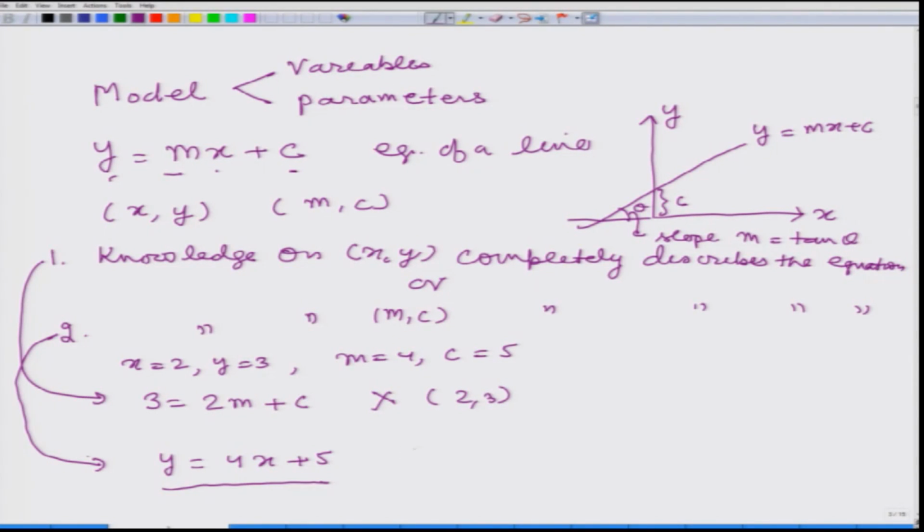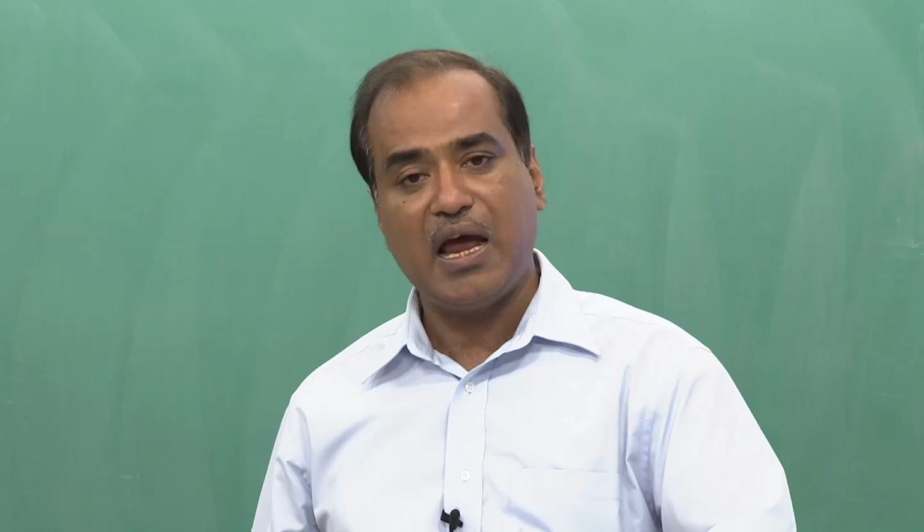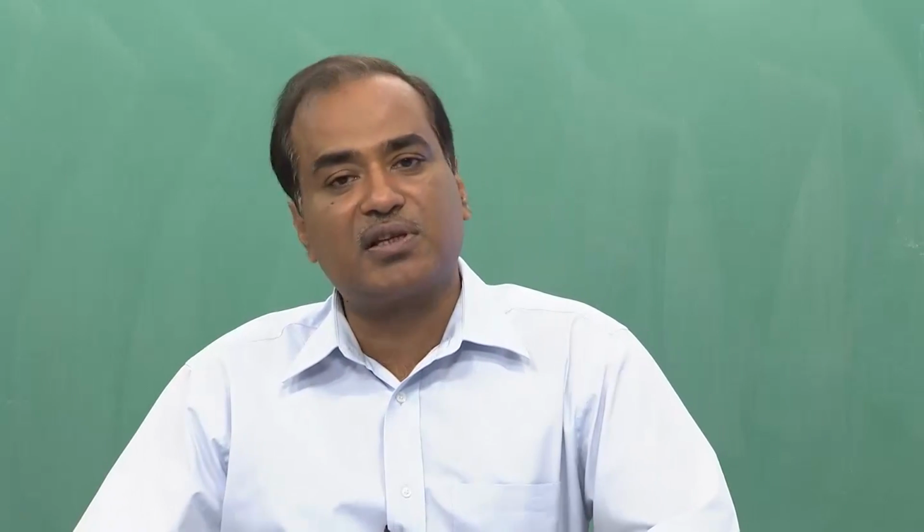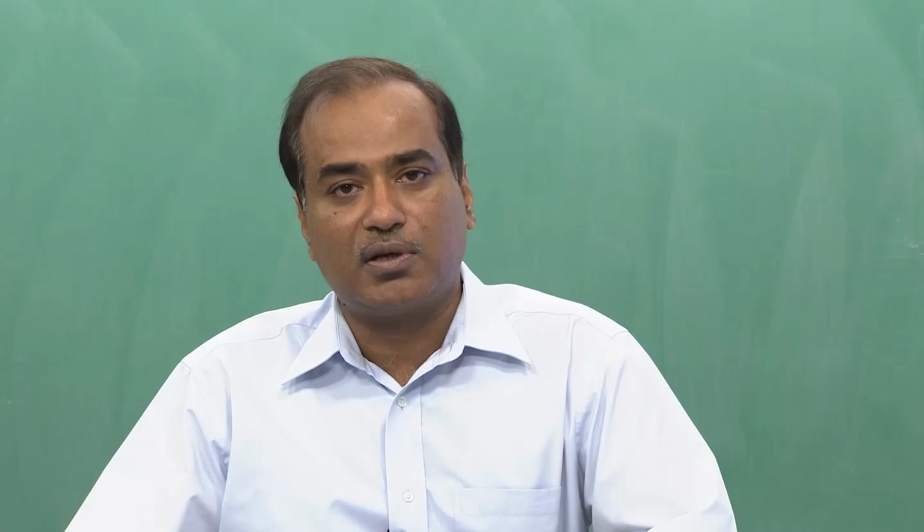It tells us that the intercept is equal to 5, and the slope is controlled by the value 4, that means 4 is equal to tan theta, so the slope angle is tan inverse 4. So once I know the values of m and c, I can always find, for a given value of x, the value of y, or for a given value of y, the value of x, and all information about this line is completely known to us.